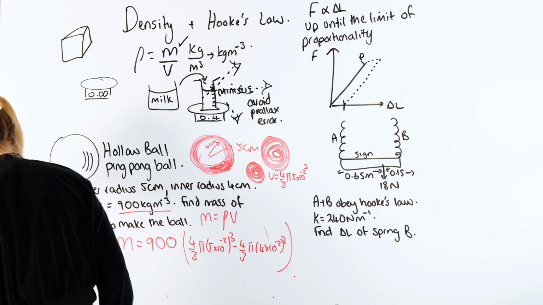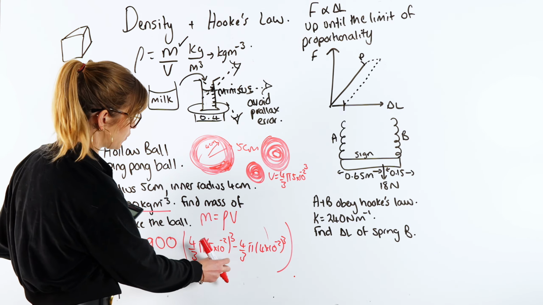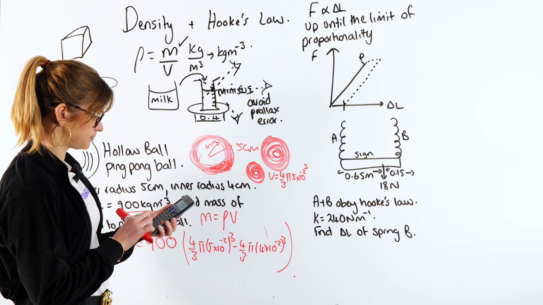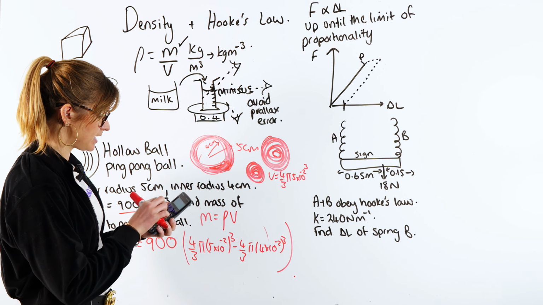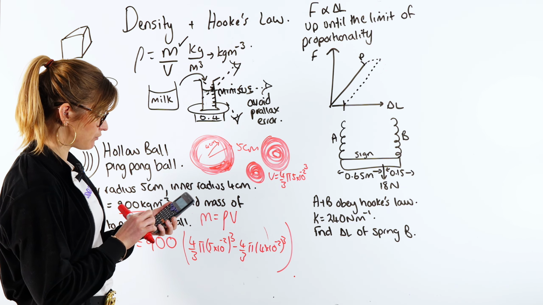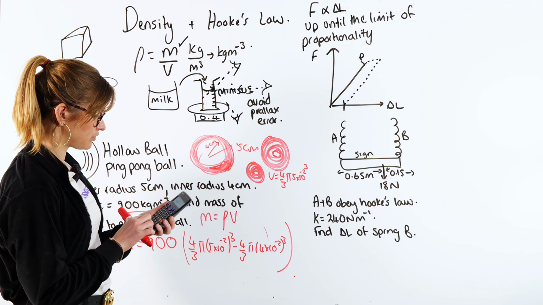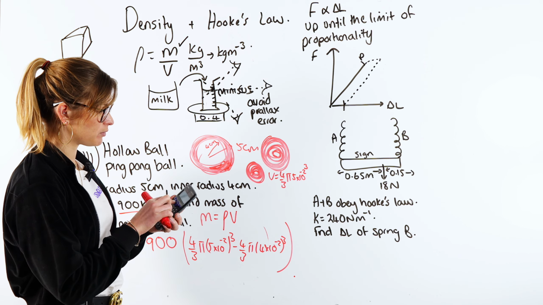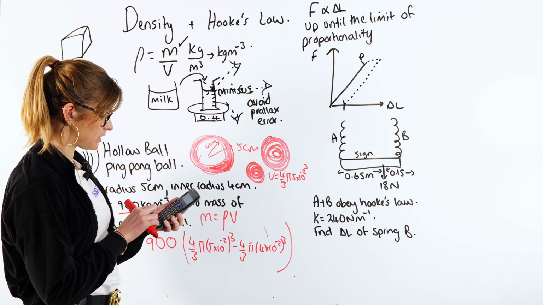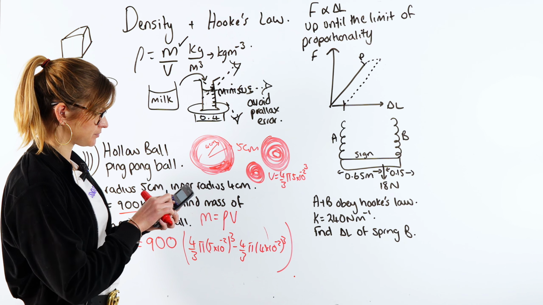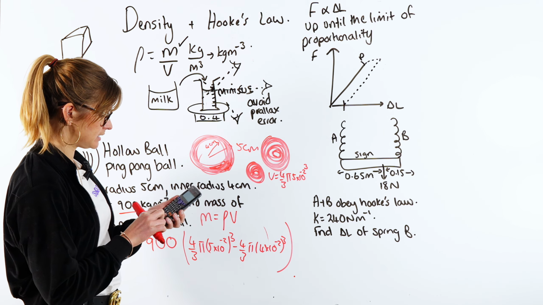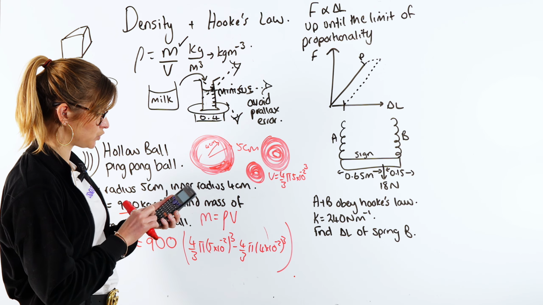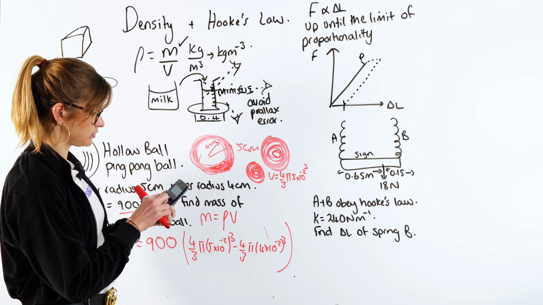So on our calculators, what we're doing now is we're going to go 5 times 10 to the negative 2, cubed. We're going to multiply by pi. We'll multiply by 4. We'll divide by 3 to find out what the volume is of that outer radius. And now we're just going to subtract the volume of that inner radius, which is going to be 4/3 times pi times 4 times 10 to the negative 2, cubed.